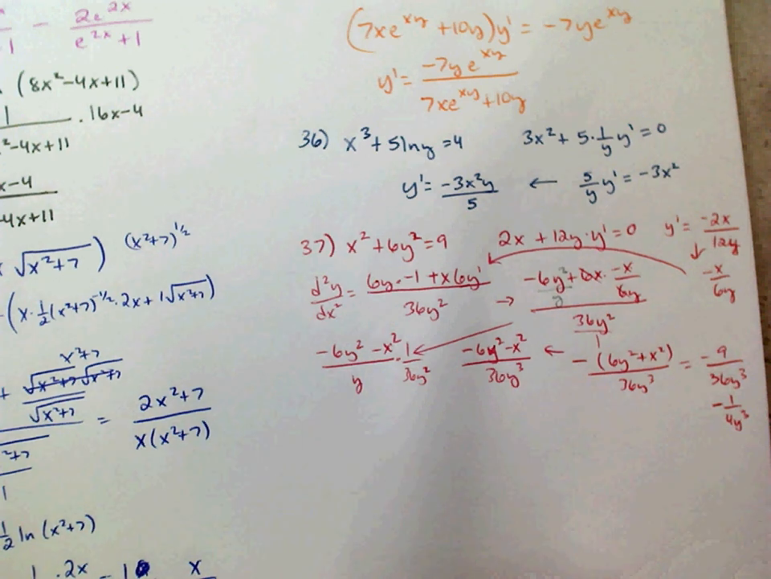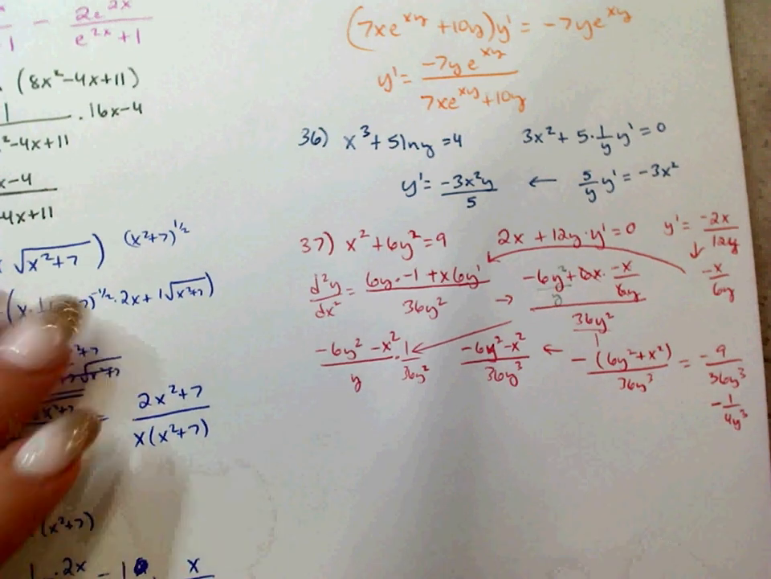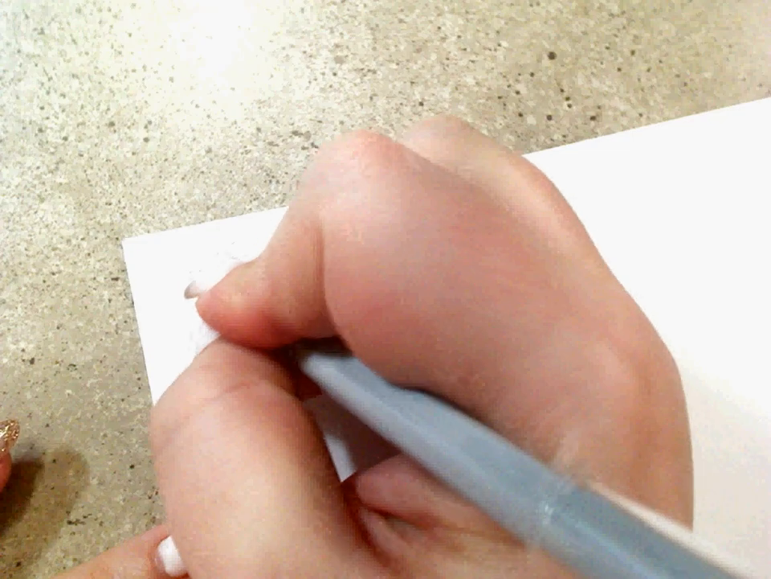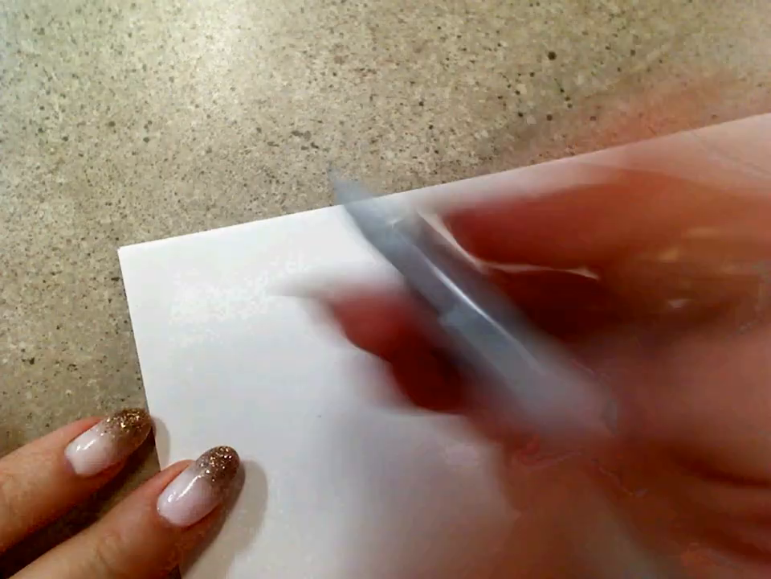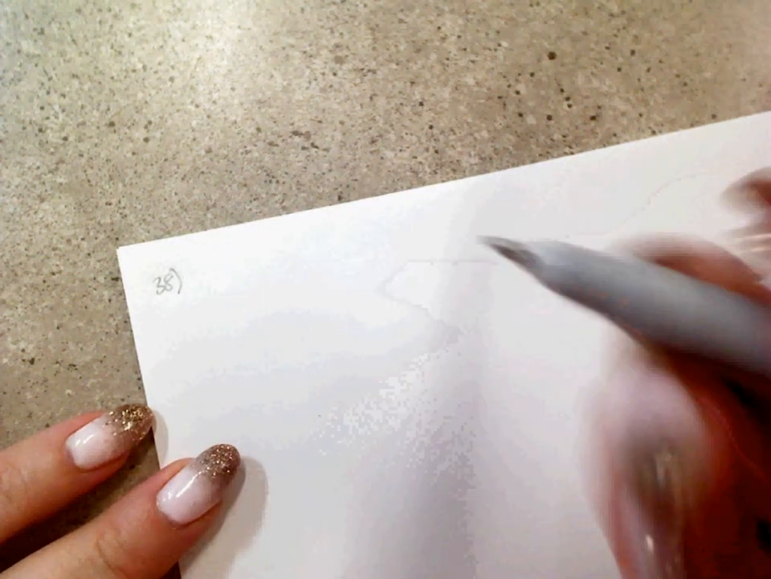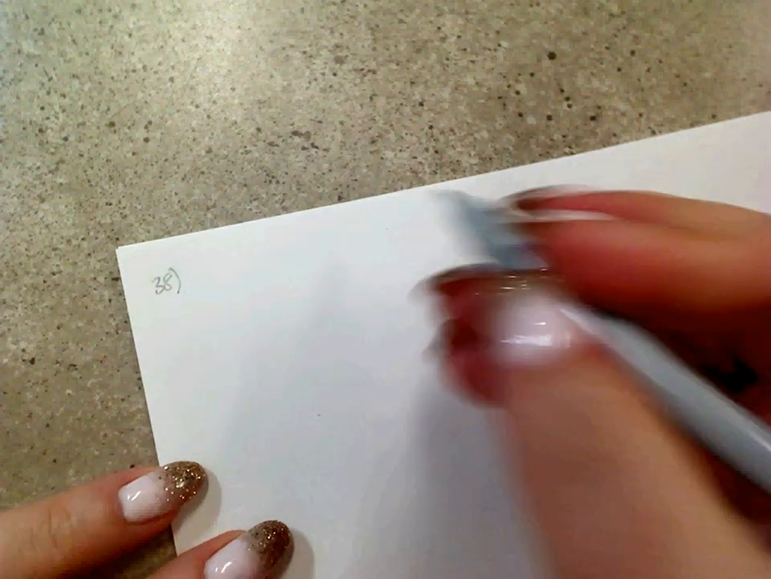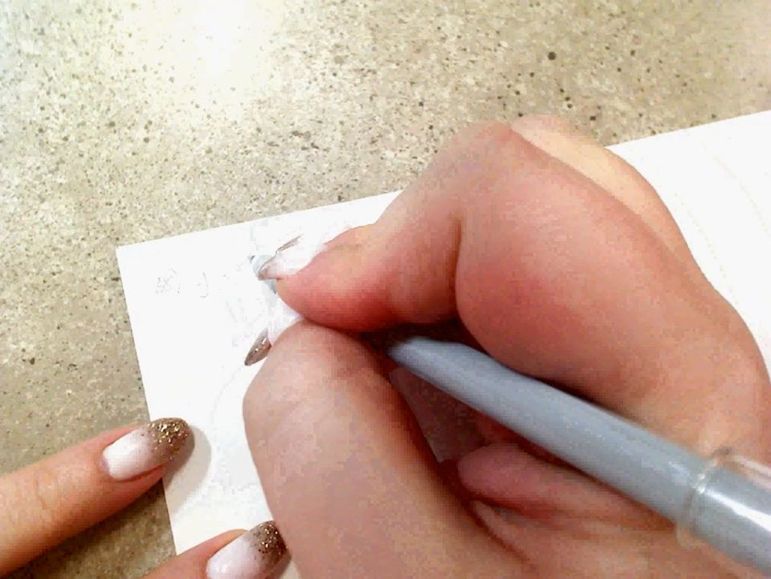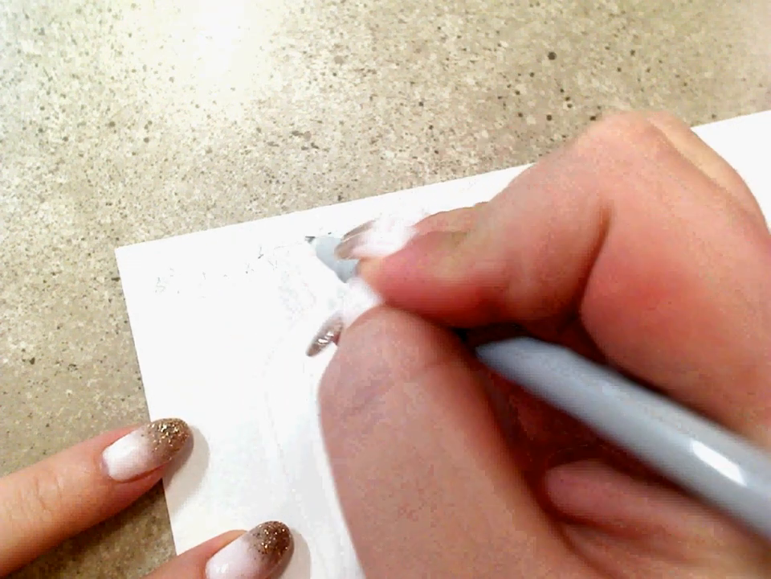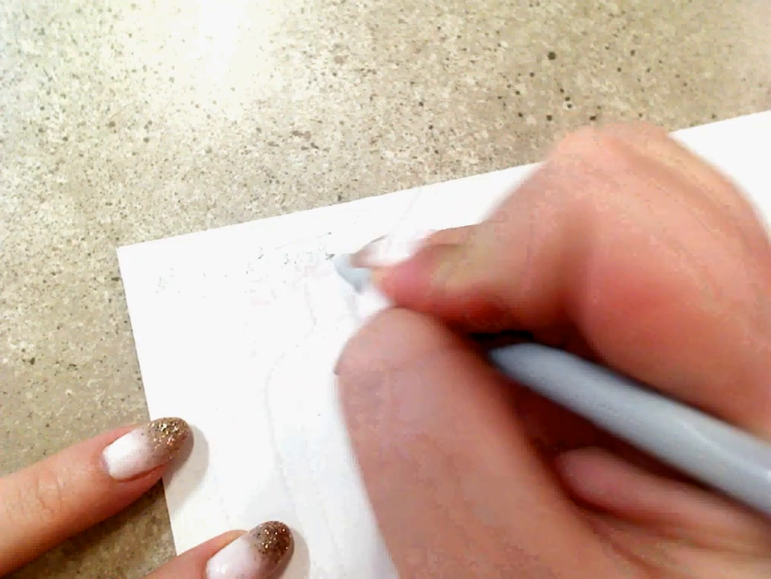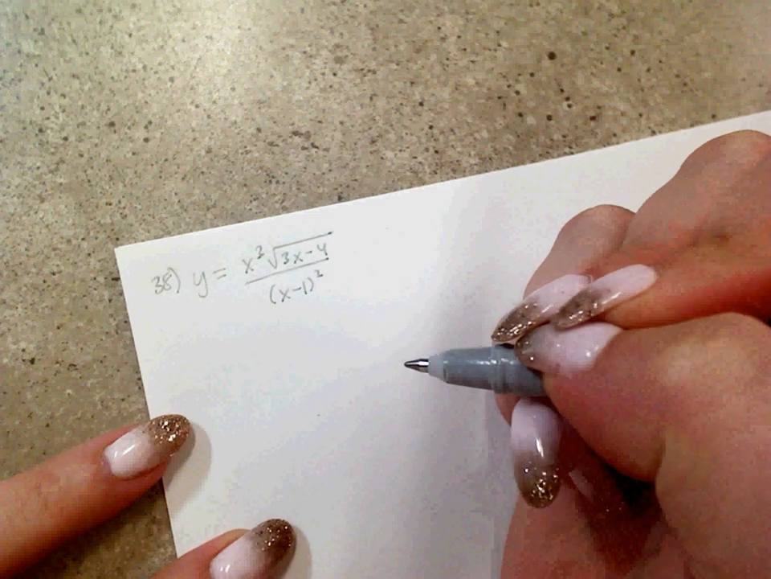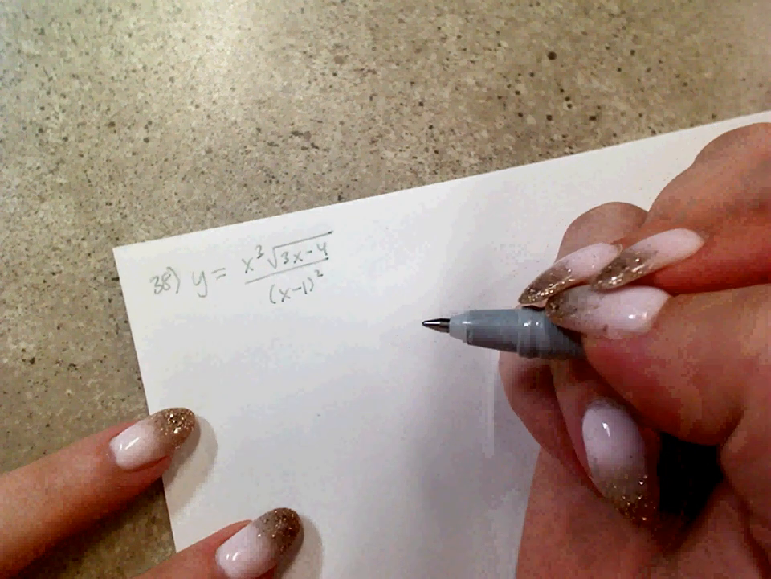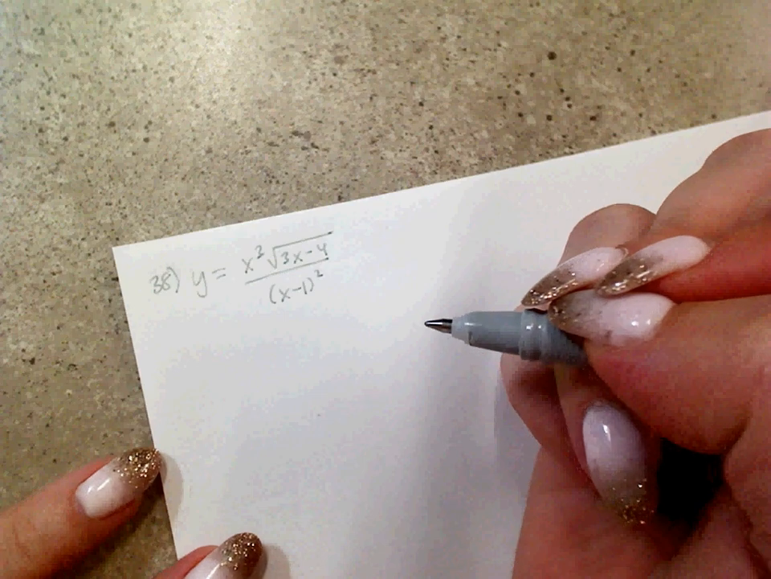I don't have room. So 38 says, oh, sorry, use logarithmic differentiation to find the derivative of y equals x cubed times the square root of 3x minus 4 over x minus 1 quantity squared. Now, you definitely do not want to have to do quotient rule here because you would have to do quotient rule and product rule, and it would just be a mess. And chain.